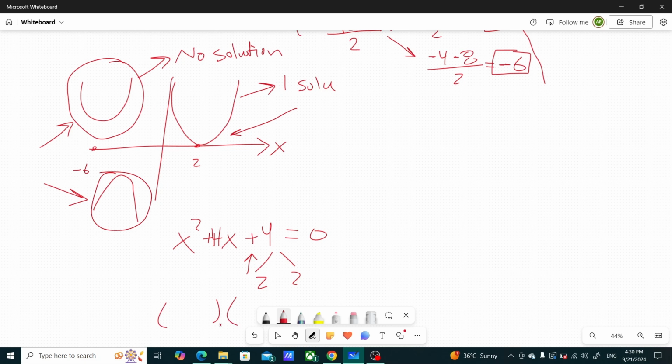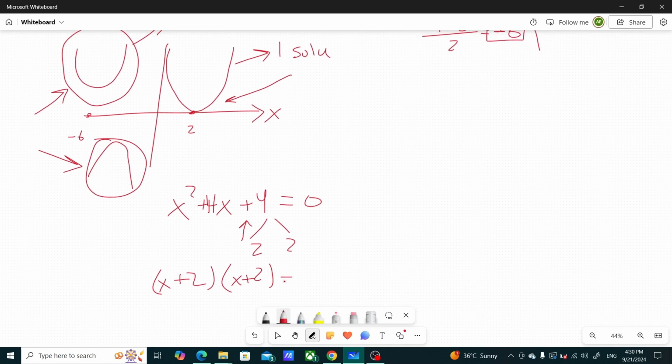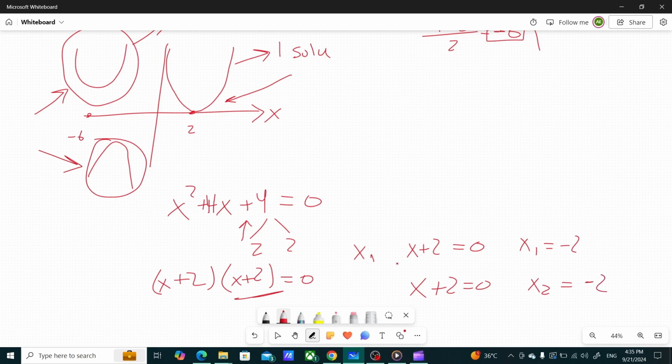I will open my brackets: x, 2, 2. Both signs are going to take the sign of the middle term, so it's a plus and a plus, and this equals 0. So my first x is going to be x + 2 = 0. I will move 2 to the other side, so my first x is going to be negative 2. And then for the second thing, I also have x + 2 = 0, which is this part, and my second x is also going to be negative 2.